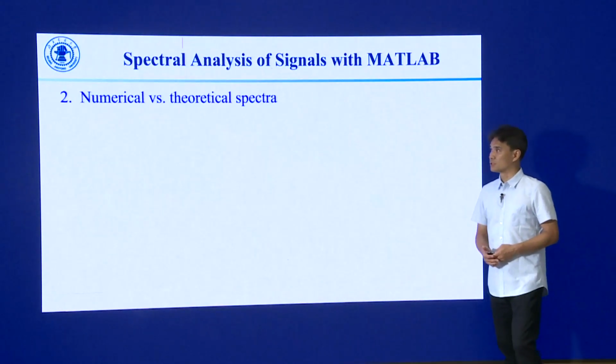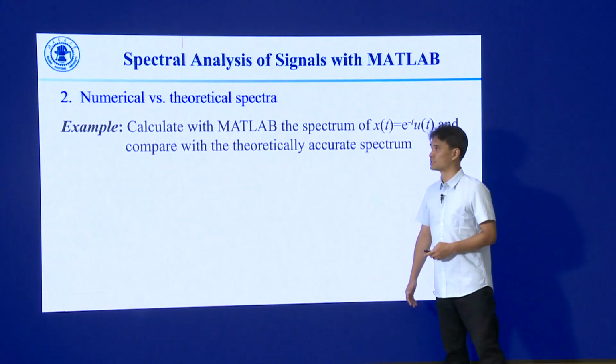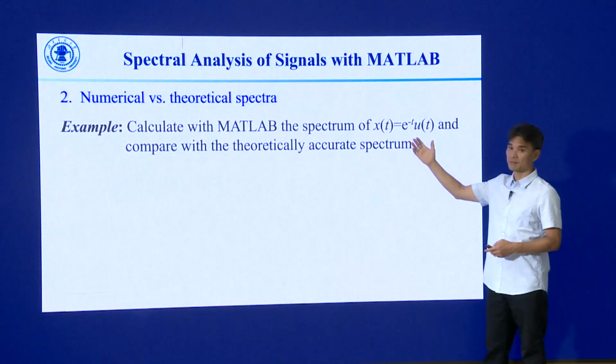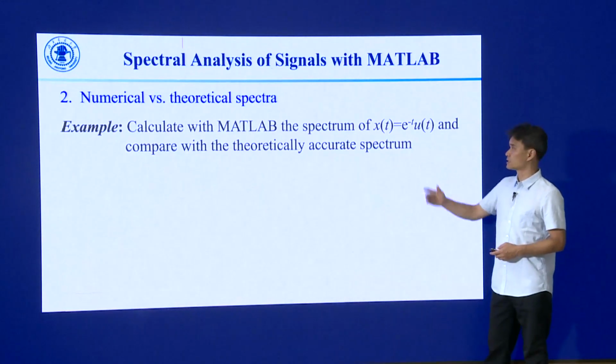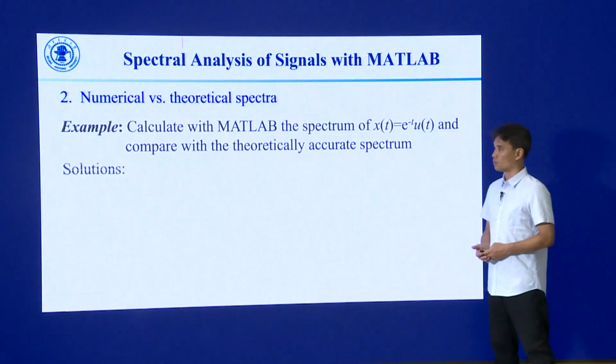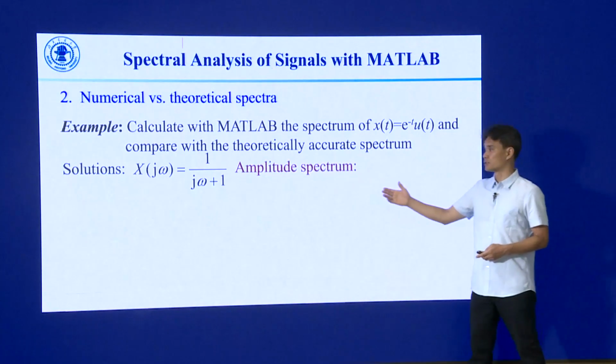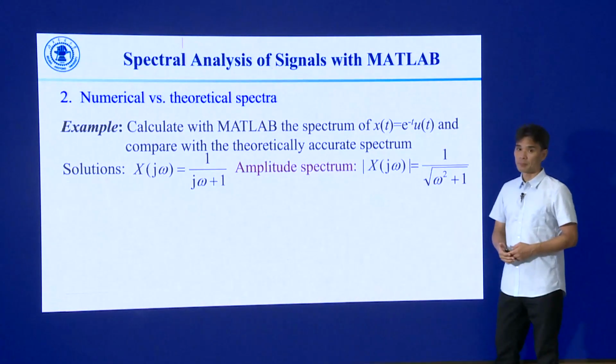The second question is, we're trying to compare a numerical spectrum versus its theoretical spectrum for a given signal. So this is a unilateral decaying exponential signal. We know that the spectrum is 1 over j omega plus 1. And here is the amplitude spectrum.